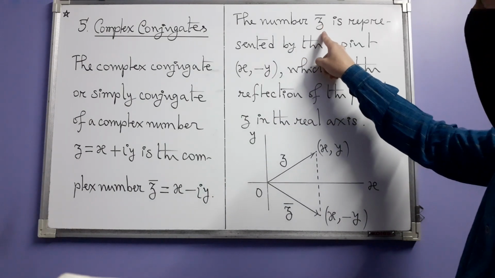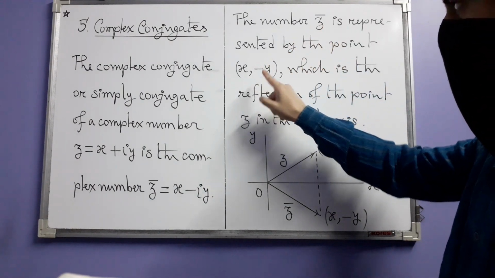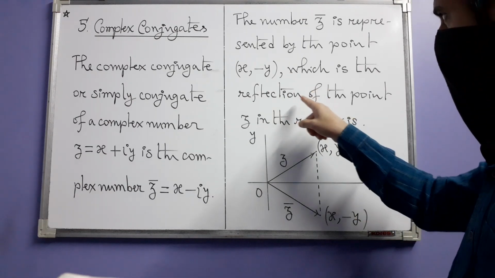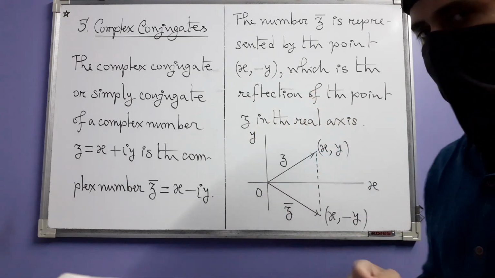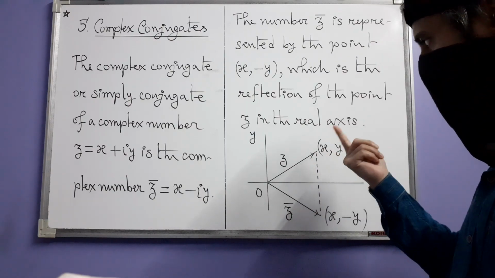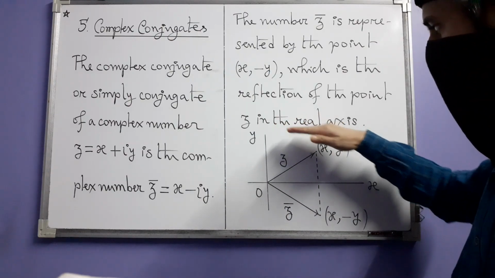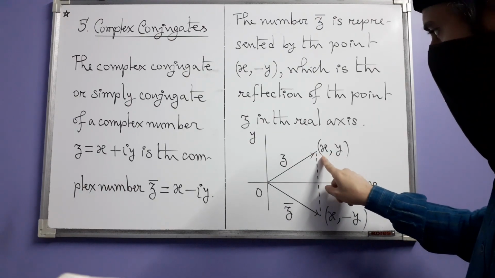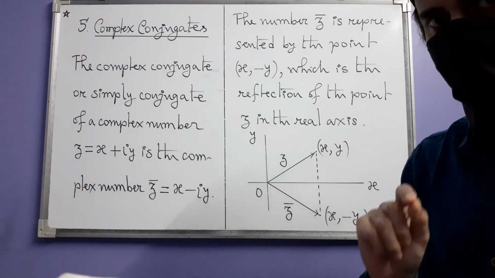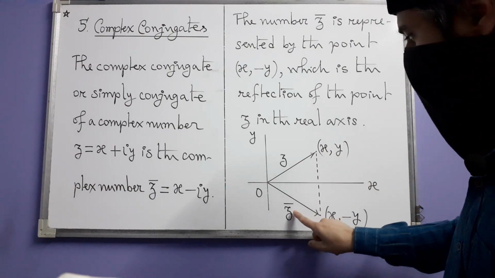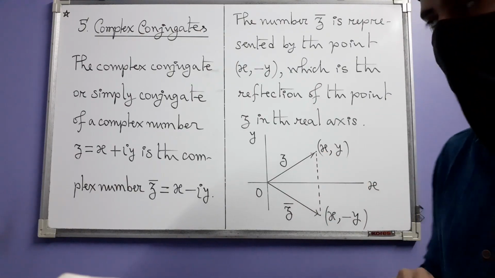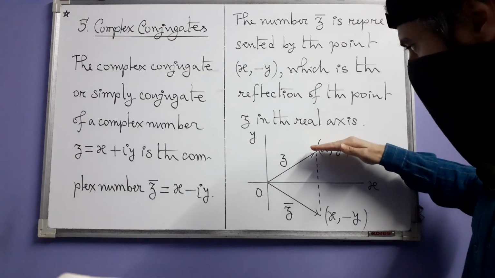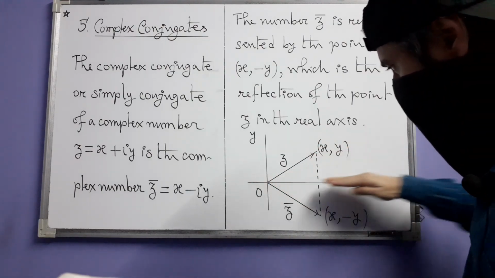Geometrically, the number z bar is represented by this point (x, minus y) in the complex plane, which is the reflection of the point z, or more accurately this point which represents the complex number z, in the real axis. For example, say your complex number is here in the complex plane, then the complex conjugate of that number, when you consider it as a point in the complex plane, will be the reflection of this point in the real axis.